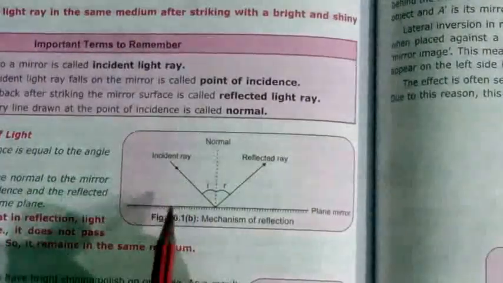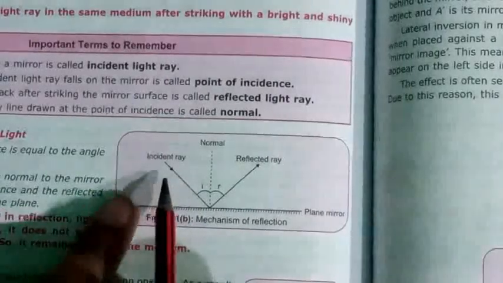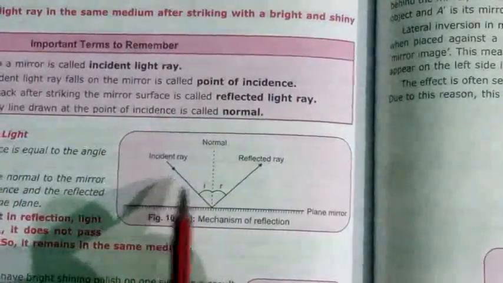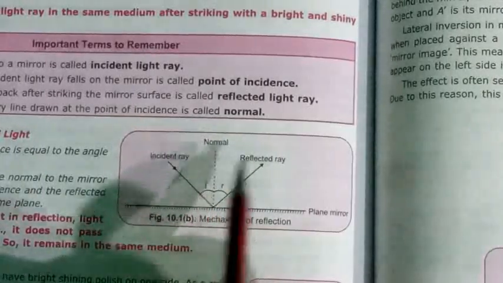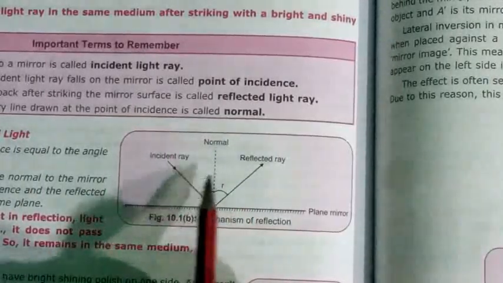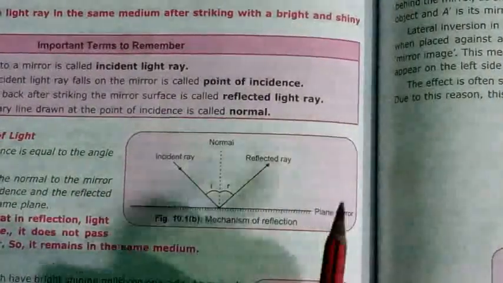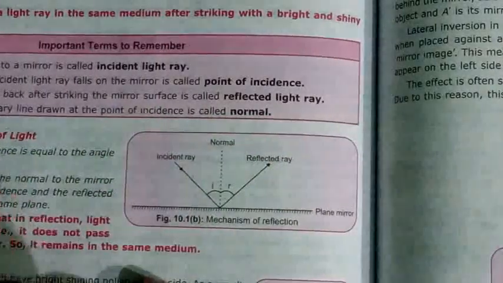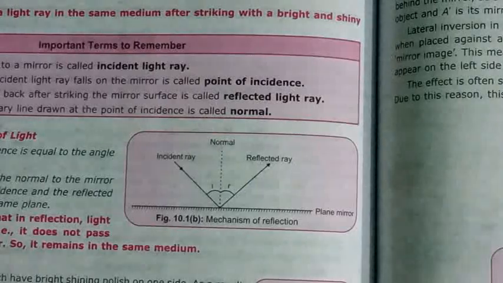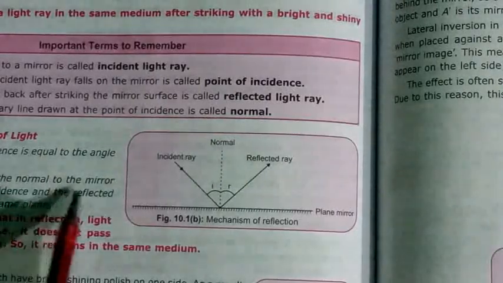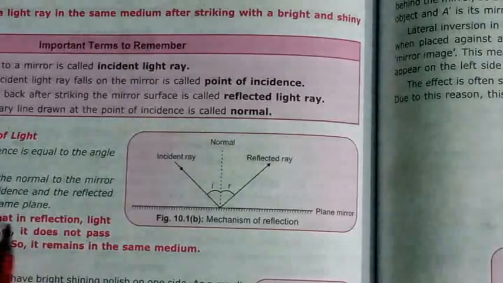As you can see here, this is a plane. This is the incident ray which is coming. This is the reflected ray. This is the normal. This is the incident angle. This is the reflected angle. This is a plane mirror. The angle of incidence is equal to the angle of reflection. The incident ray, the normal to the mirror at the point of incidence, and the reflected ray all lie in the same plane.